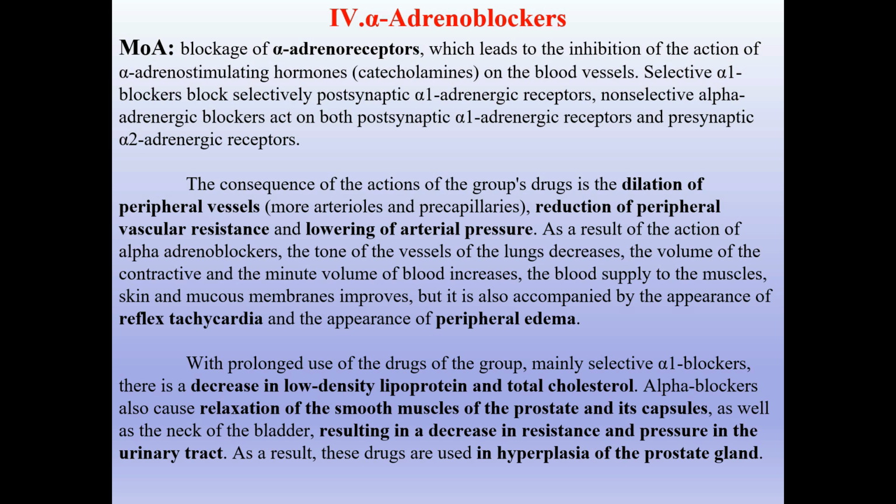The consequence of the actions of the group's drugs is the dilation of peripheral vessels, more arterioles and precapillaries, reduction of peripheral vascular resistance, and lowering of arterial pressure. As a result of the action of alpha adrenal blockers, the tone of the vessels of the lungs decreases, the stroke volume and the minute volume of blood increase, the blood supply to the muscles, skin, and mucous membranes improves, but it is also accompanied by the appearance of reflex tachycardia and peripheral edema.